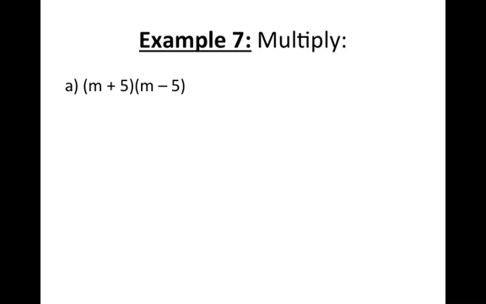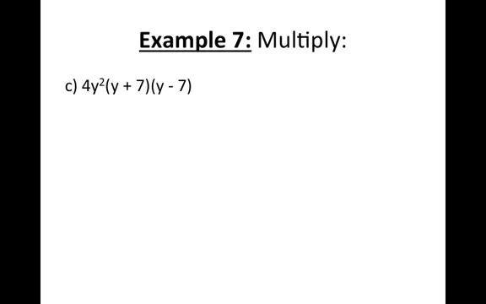All right, m plus 5 times m minus 5. Well, that's going to be m squared minus 5 squared. So m squared minus 25. I'm going to let you do x minus 4y times x plus 4y as a problem to try on your own. So go ahead and stop and do that, and then come back.